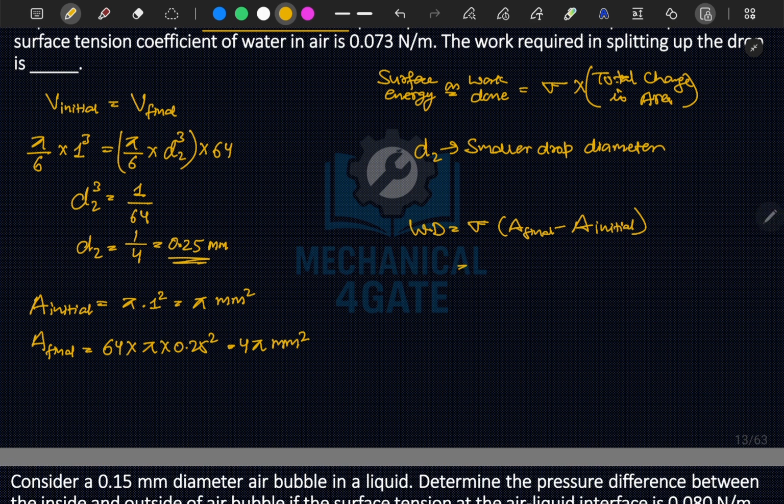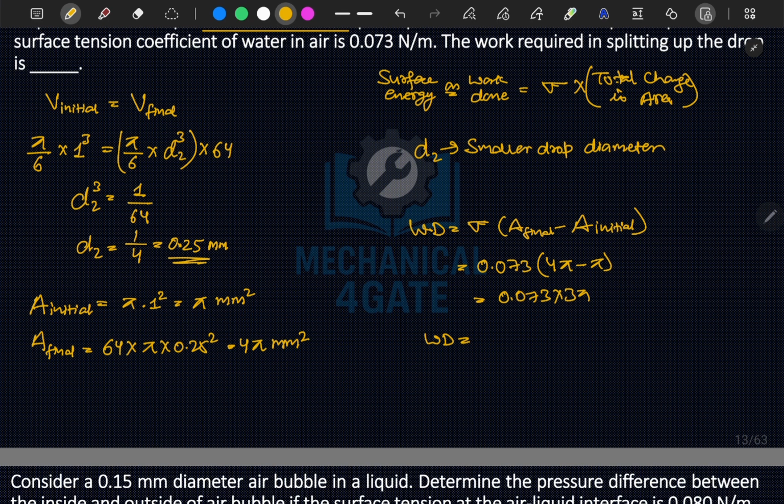So from here, if we substitute the values, sigma is equal to 0.073 times the final area, 4 pi, minus the initial area, pi. So this is 0.073 into 3 pi. We know that pi is equal to 3.142, so let's multiply 3 into 3.142 into 0.073. So we obtain the work done. And one more thing, this is in mm square. So let's convert it into meters.